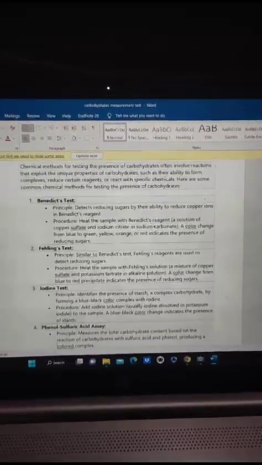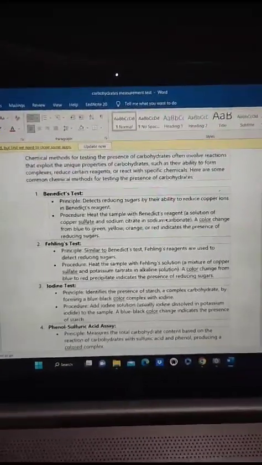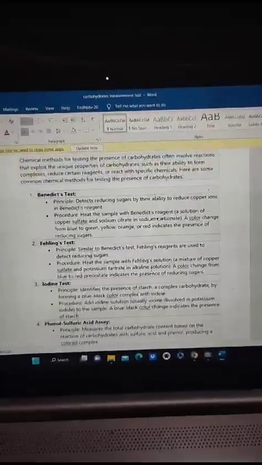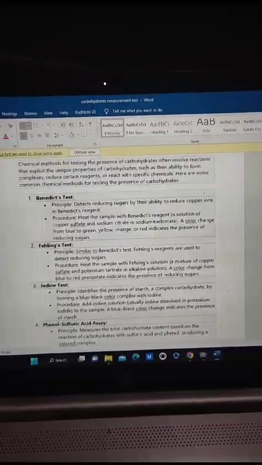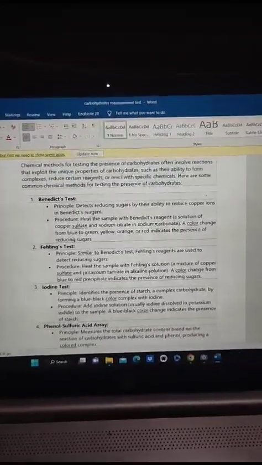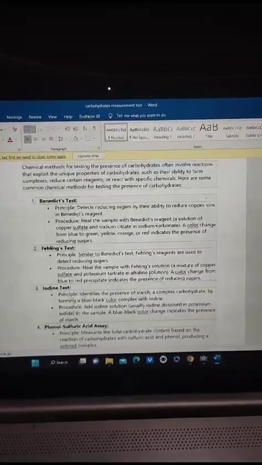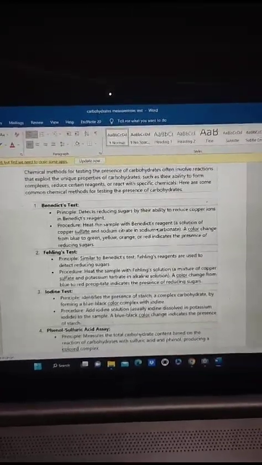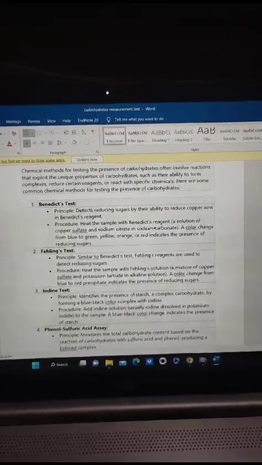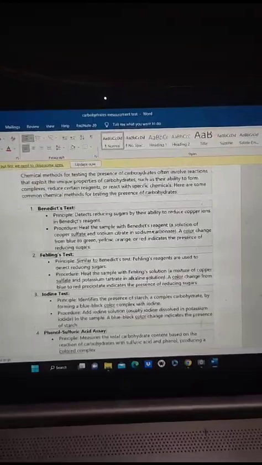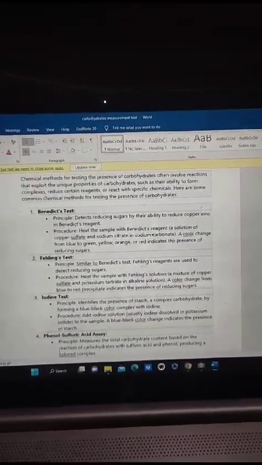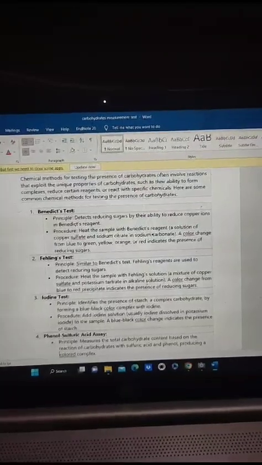First one is the Benedict test, in which the reducing sugars are estimated with the ability to reduce the copper ions in the Benedict reagents. Here the samples are heated with the Benedict reagent in a solution of copper sulfate and sodium citrate in the sodium carbonate, and the color changes from blue to green, and yellow and orange or red, which indicate the presence of reducing sugar.